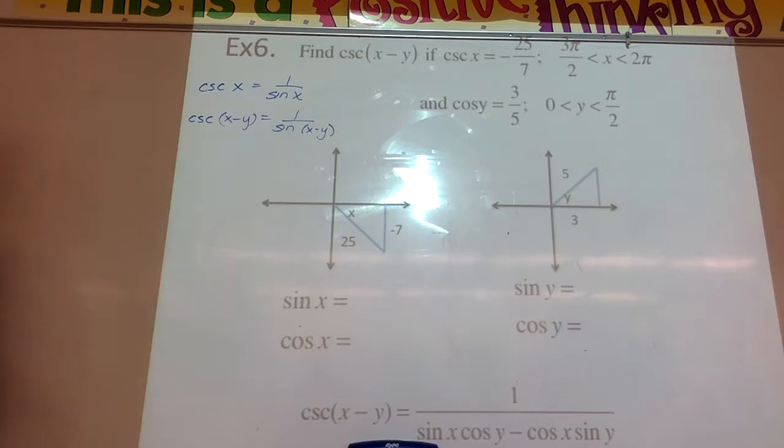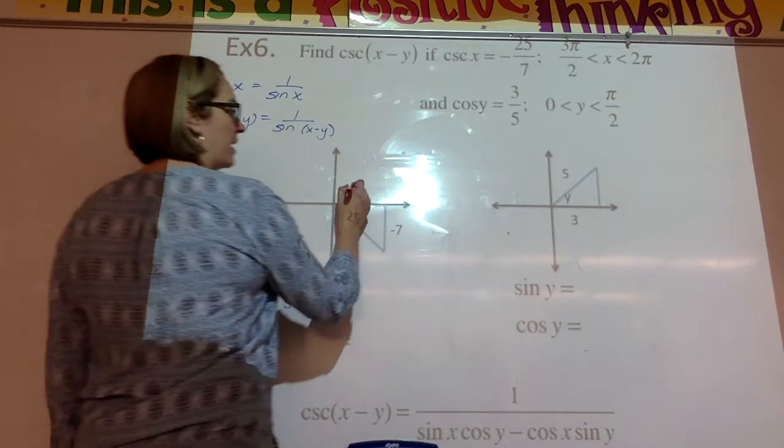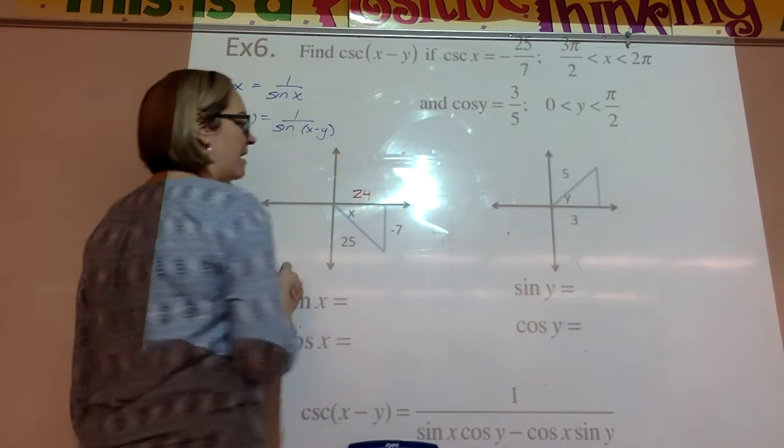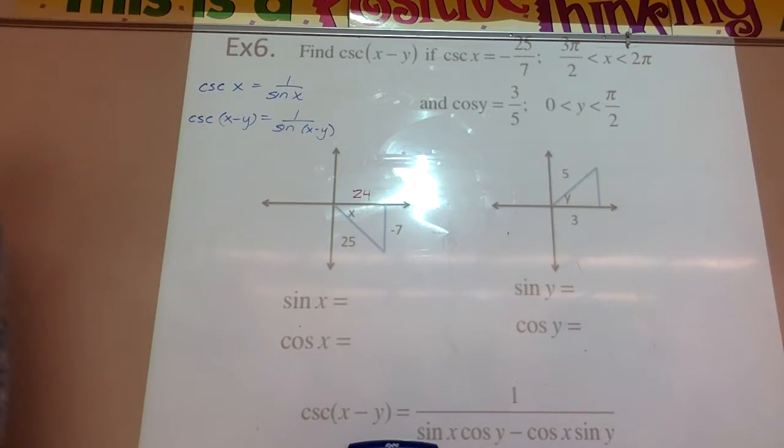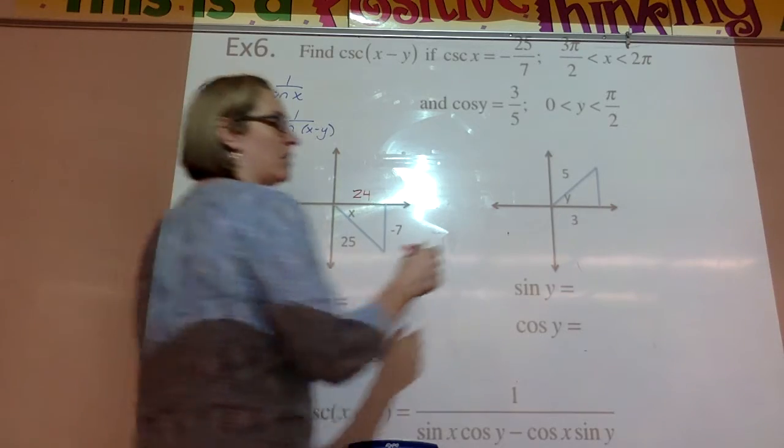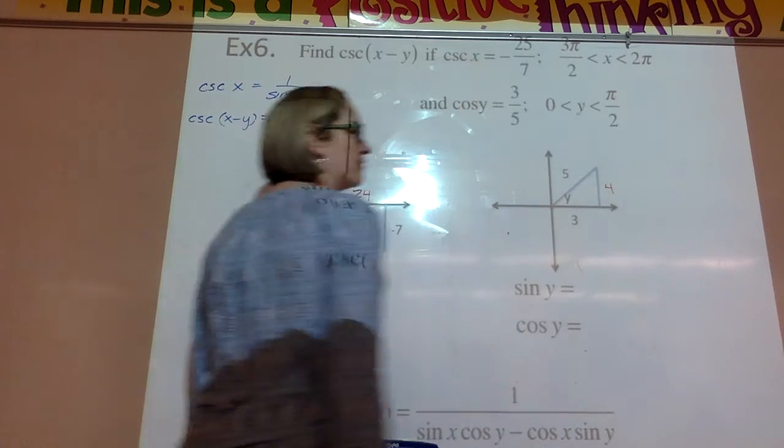So notice our old friend is back. What goes with 7, blank, 25? That is another special right triangle. Anybody? 625 minus 49, square root, 24. That is another special right triangle, 7, 24, 25. It is positive because x is going to the right. And again, we have our old friend 3, 4, 5.